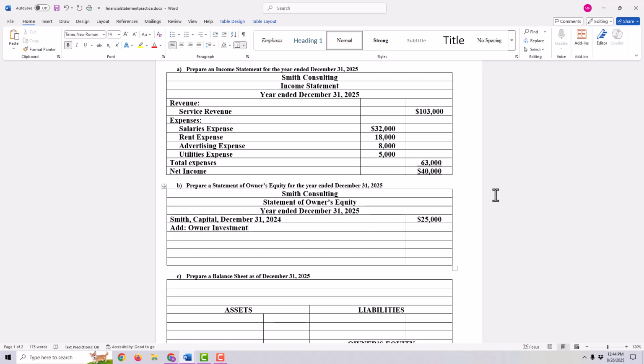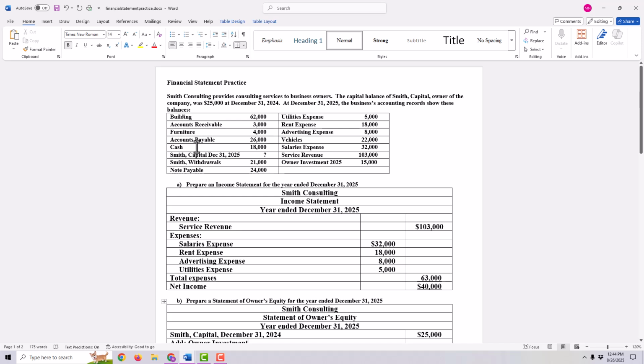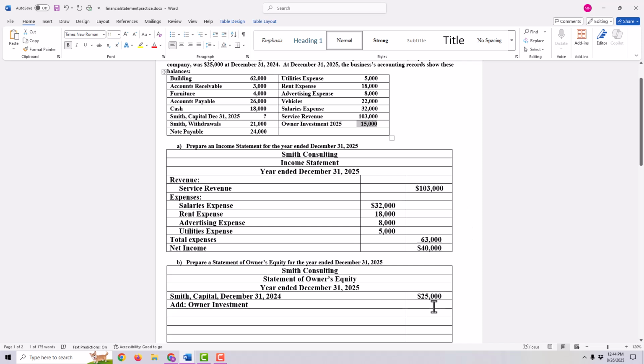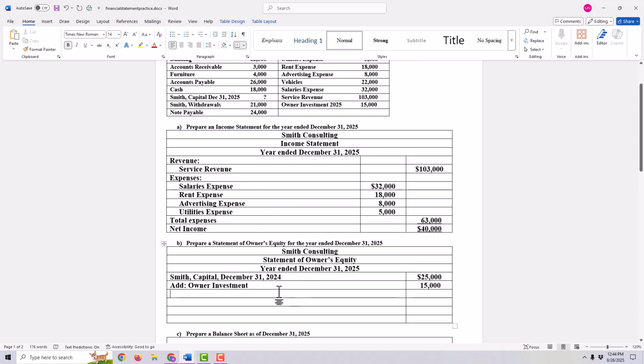If the owner invested additional money into the business during the year, I'm going to want to put that on here. And the owner contributed $15,000 in 2025. And then what I'm going to want to do is put in the net income. Since it's an income, it's going to be added. If it had been a net loss, I would be subtracting.